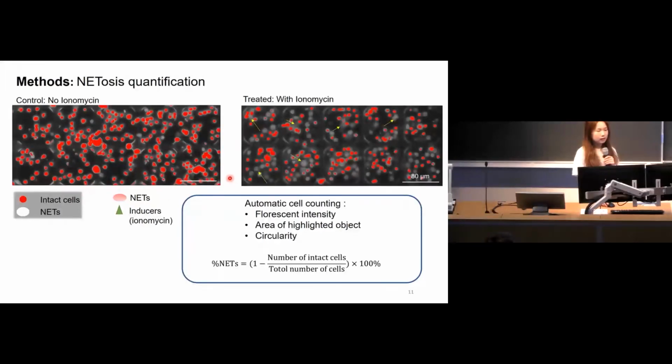But the image on your right is from a treated group. We used L-lysine calcium salt as the netosis inducer. We only have some intact cells, and cells that cannot be highlighted in red will be treated as activated cells.